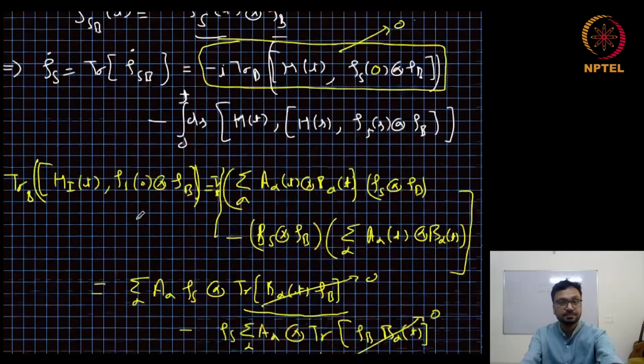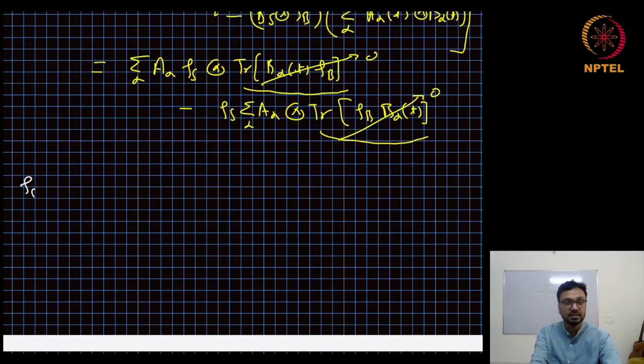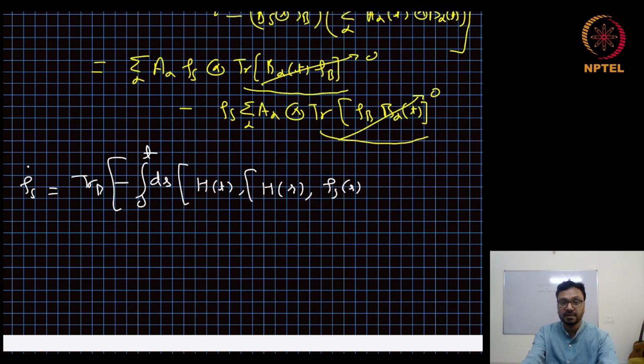And we are left with the simplified dynamical equation, that is rho_s dot equals trace over bath of minus integral from 0 to t ds, where s is the integration parameter, [H_t, [H_s, rho_system(s) tensor rho_bath]]. Our task is to simplify this equation and bring it to a simple form.